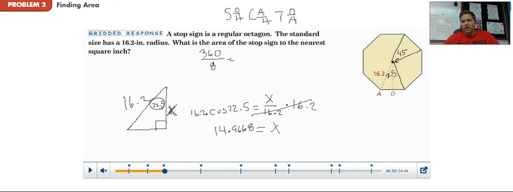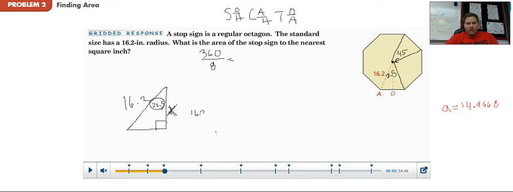Okay, so that right there, what we just found, that straight up and down line, is going to be my apothem. So we'll write it over here to the right. Apothem equals 14.9668. And again, the more numbers that we have, the more precise it's going to be. Okay, so make sure that you guys have this written down. I'm going to erase this really quick to give myself a little bit more room.